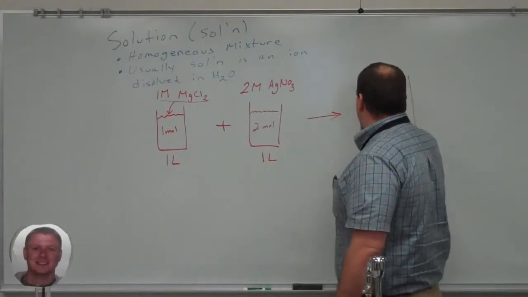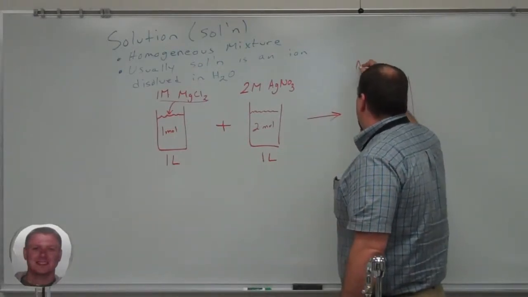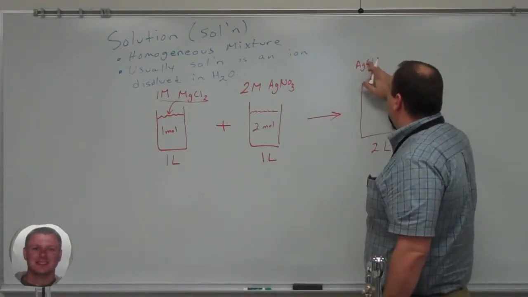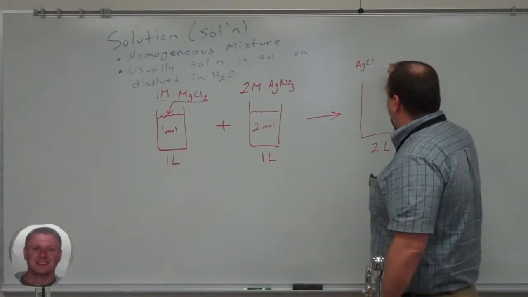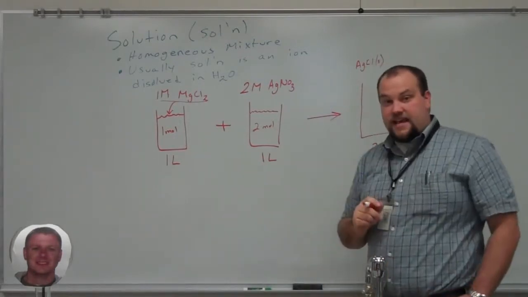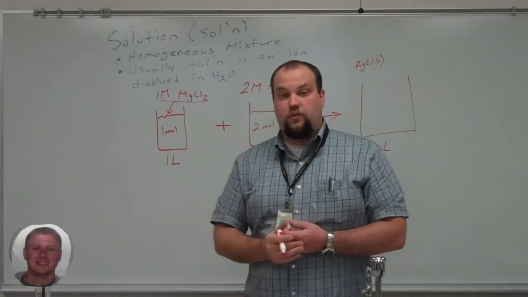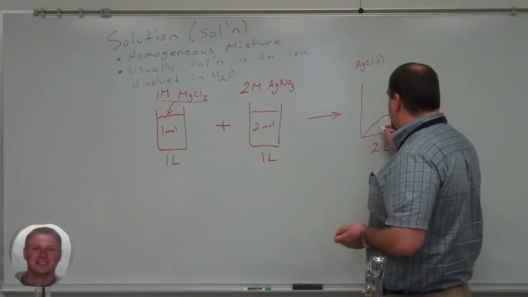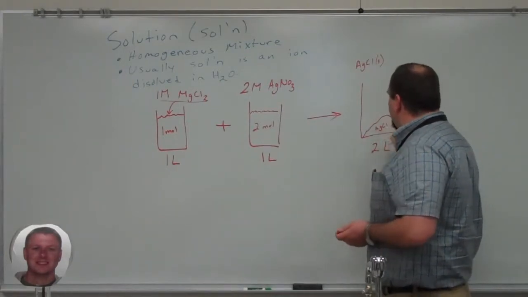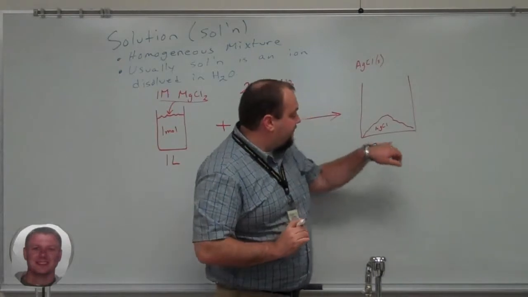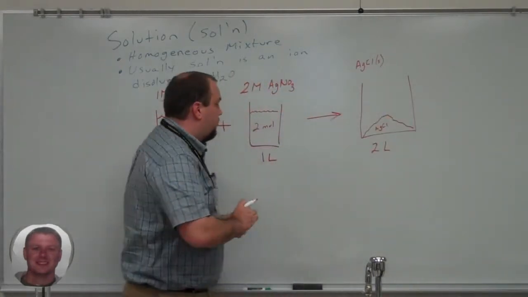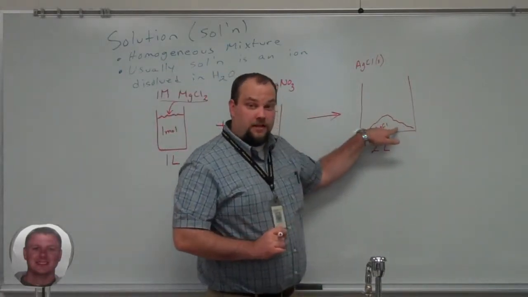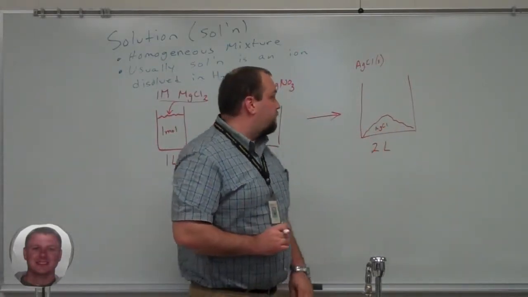And I will tell you that I'm going to have AgCl, or silver chloride. Silver chloride is insoluble. That means that it's a solid. It will not dissolve in water. What that means is at the bottom of this beaker, I'm going to have solid AgCl. This is called a precipitate. These are my solutions, they're homogeneous mixtures. When I mix them together and I get a solid forming from the solution, that's a precipitate.